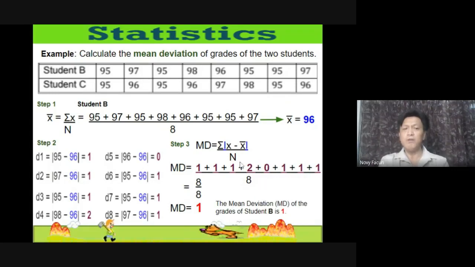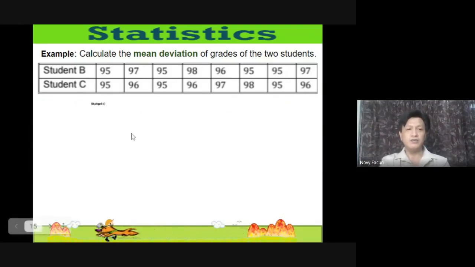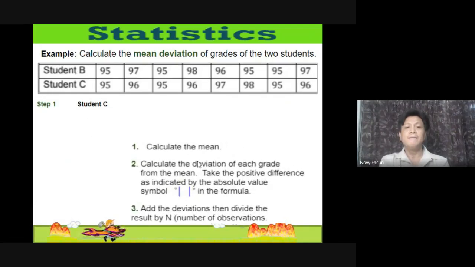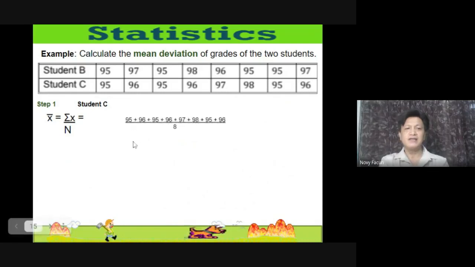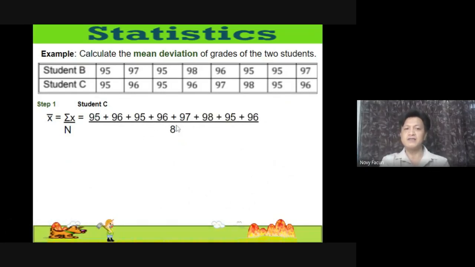So, i-compute naman natin ngayon yung mean deviation ni student C para ma-compare natin kung sino sa kanila ba ang most consistent bilang achiever. Okay, so with that, for student C naman, di ba, calculate muna natin yung kanyang mean. Okay, so add lang natin yung grades niya dito. That is 95 plus 96 plus 95 plus 96 plus 97 plus 98 plus 95 plus 96 divided by 8. And then, that is equal to 96. Yan yung mean ni student C.